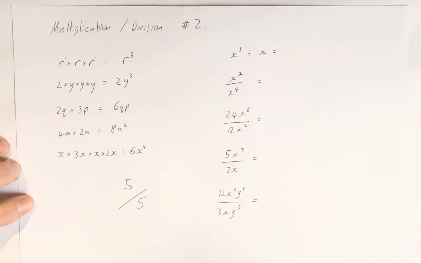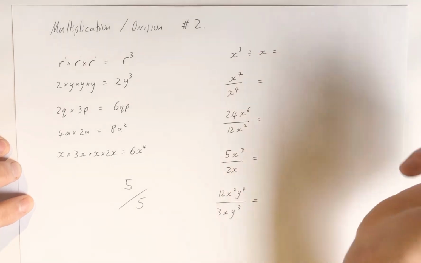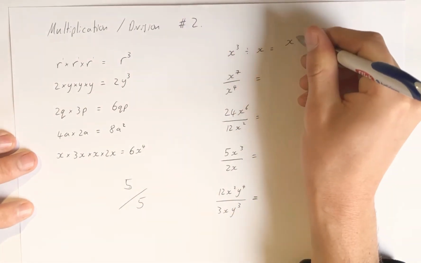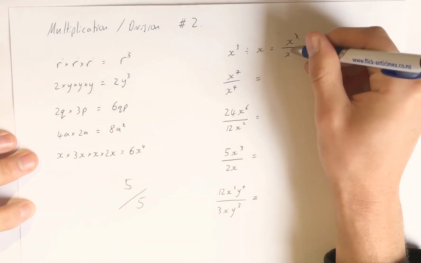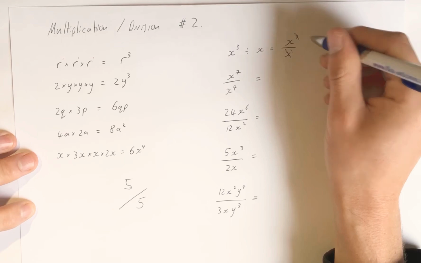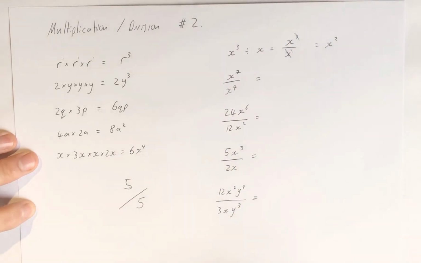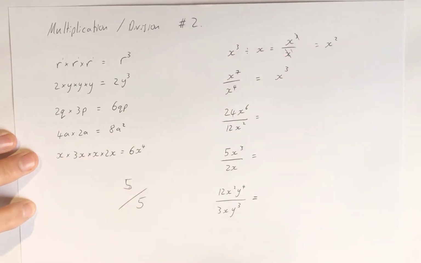x cubed divided by x, that would just be cancelling out 1 power. So you could write this as, make sure that's in the shot, x cubed over x, and we can cancel a power top and bottom and call that x squared. We could use our rule of subtracting powers and call that x to the 3.